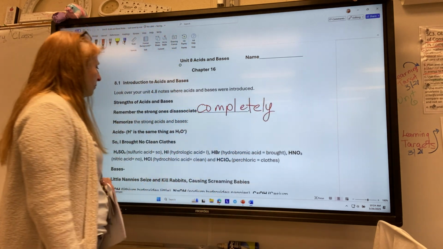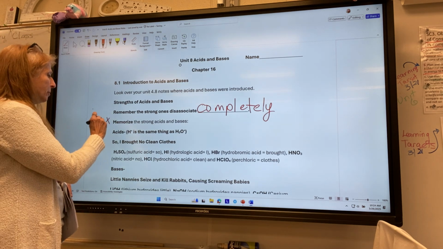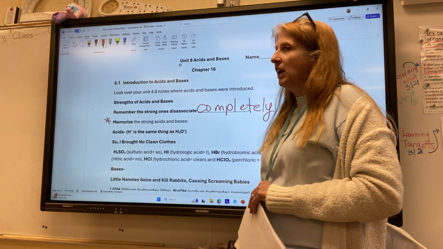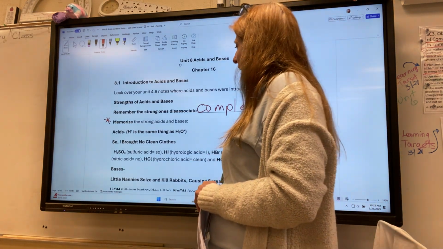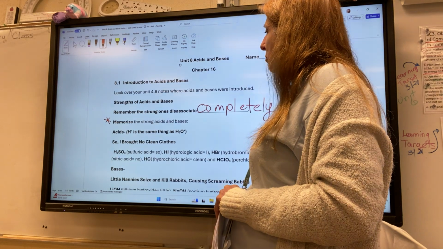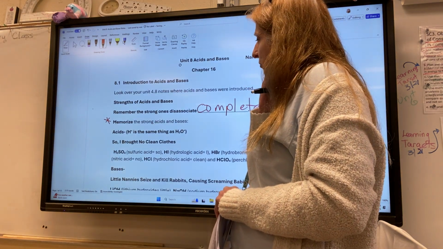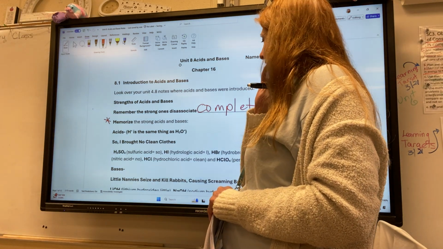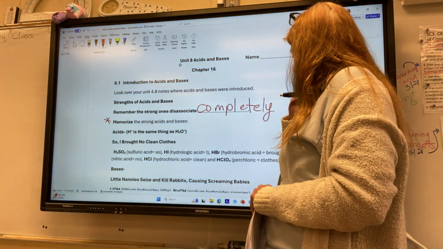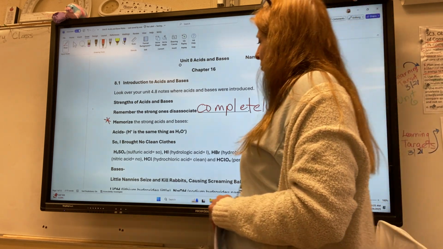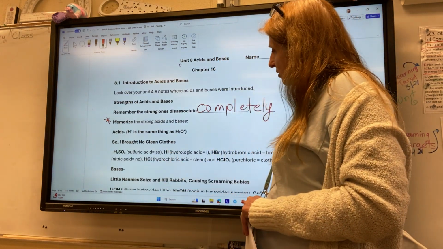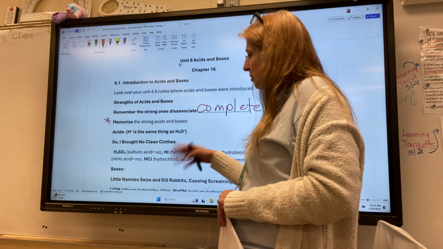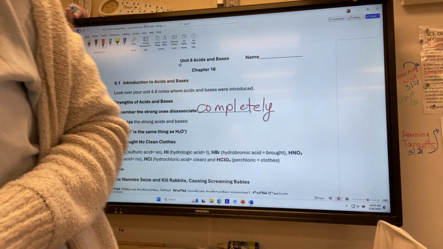Okay. Remember, and this is something new. For the AP Chemistry test, they expect you to memorize the strong acids and bases. So there is a mnemonic for acids, and it's So I Brought No Clean Clothes. So sulfuric is the So, HI is the I, HBr is the Brought, HNO3 is the No, hydrochloric is the Clean, and perchloric is the Clothes. And that's one that pretty much everybody uses to memorize the acids.